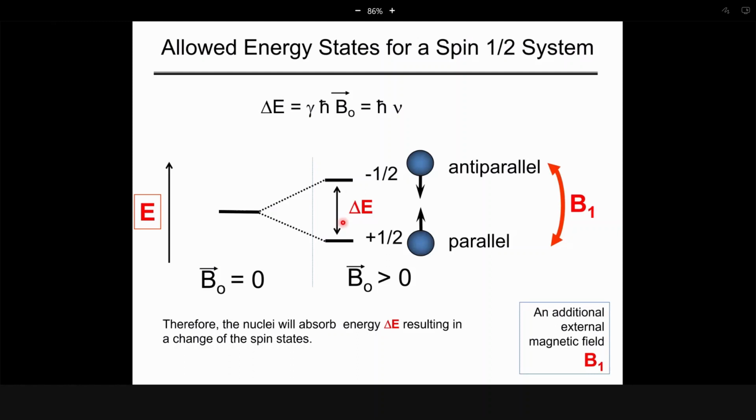You will have some more nucleus in the lower level of energy here.